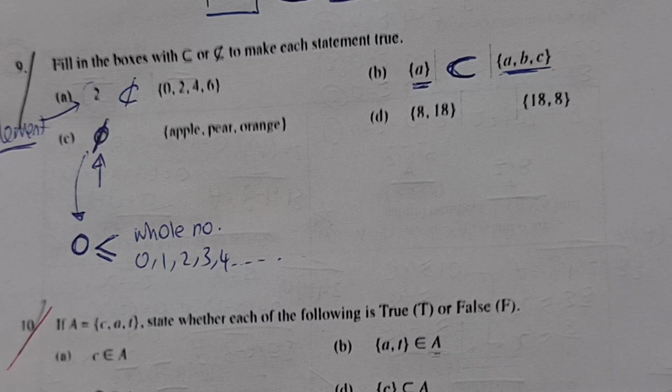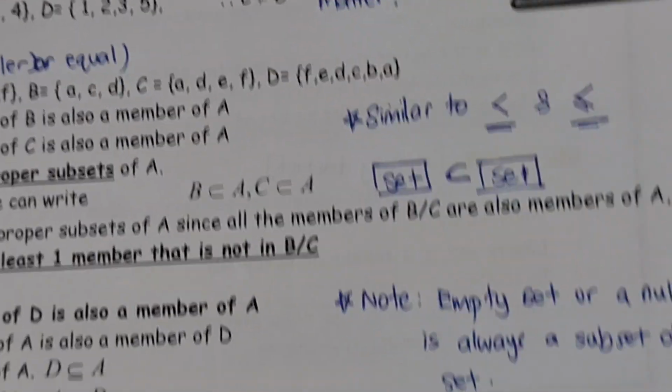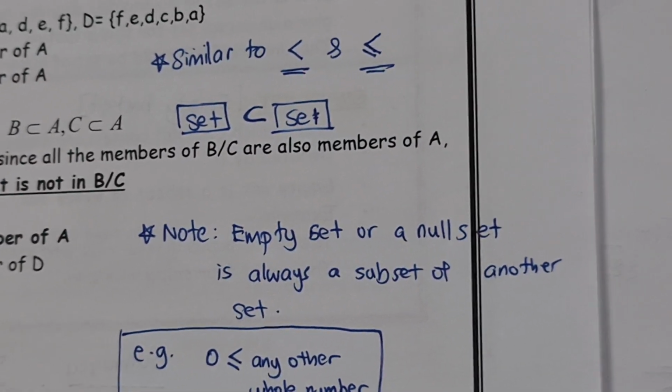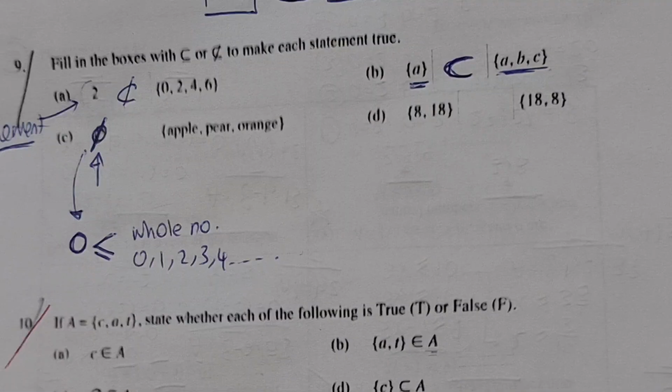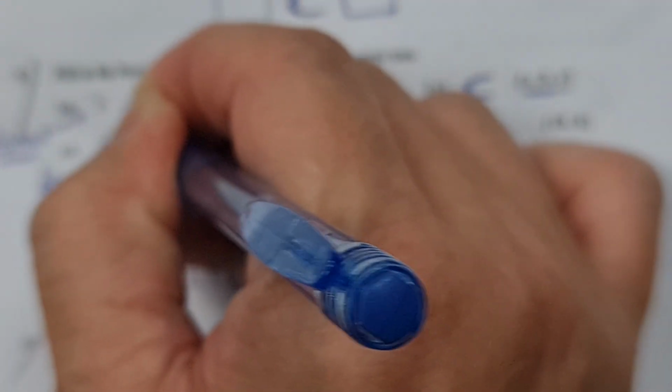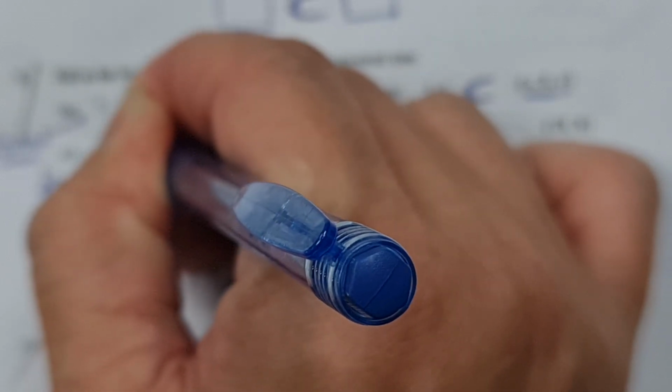In fact, yesterday I mentioned this one. I don't know if I've written it down. Okay, so empty set or null set is always a subset of another set. This is something I've written down on my notes itself. So please take note. So in this case, this is a star question. So this is a subset.